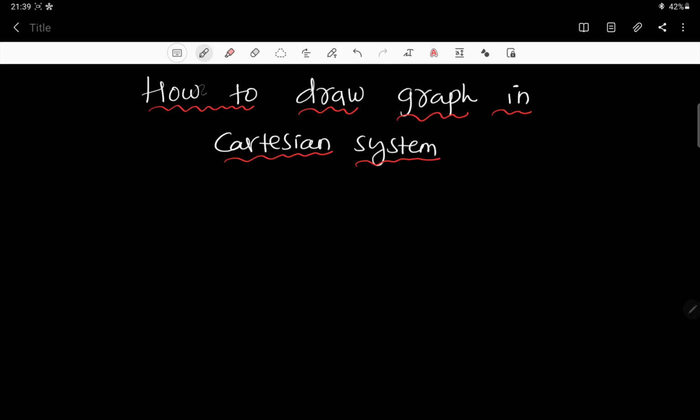Today we'll discuss how to draw a graph in the Cartesian system, because many students keep on sending their doubts to me. Whenever those doubts come to me, I'll be making those videos.